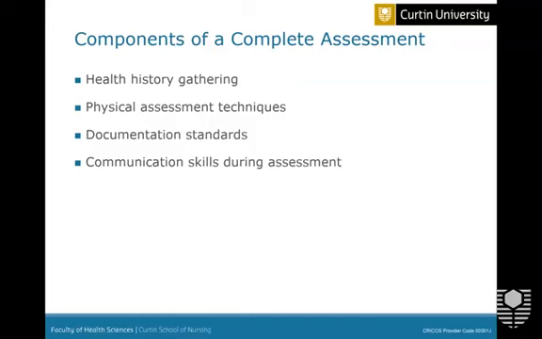So the components of a complete assessment is always building, so the health history is always then being confirmed with a physical assessment or the objective data collection that actually occurs. And then documentation standards is how we document what needs to be done or what is gathered, and then what type of communication skills did we use during that assessment to gather the right information from all the people we need to.